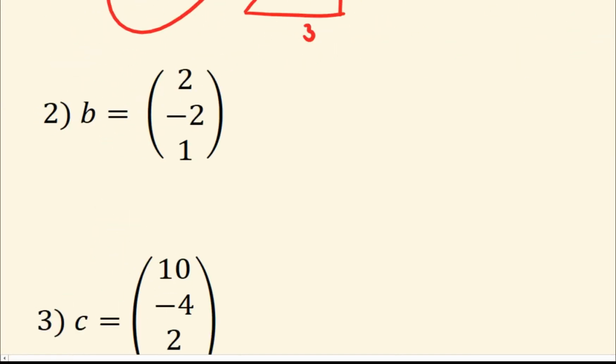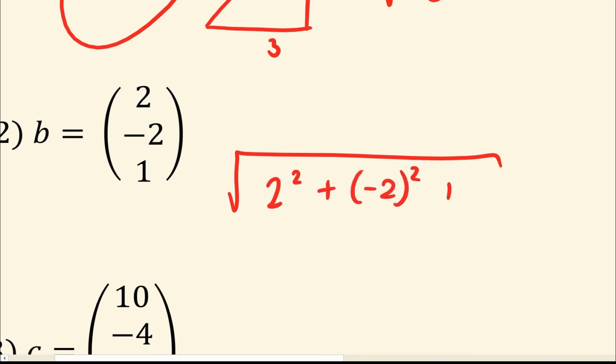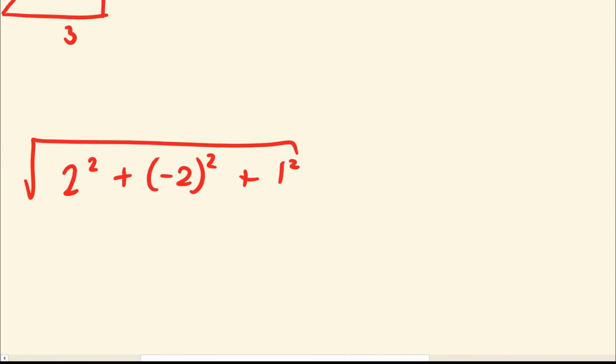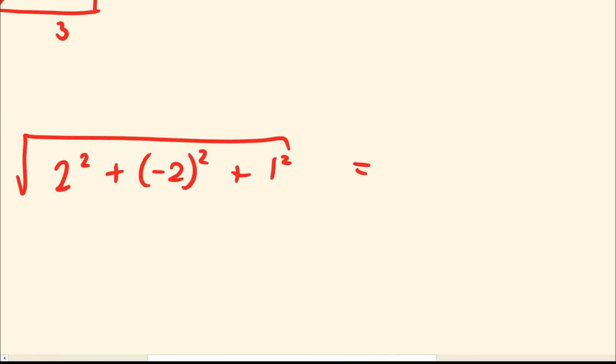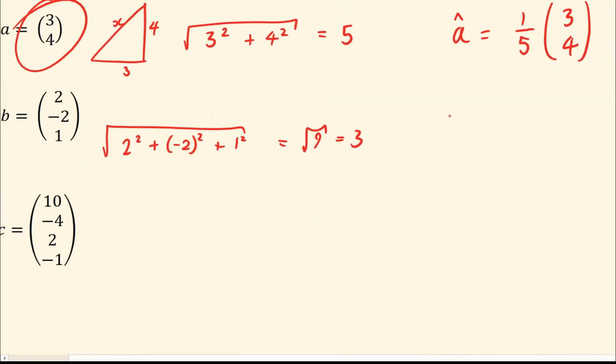Next, same idea for this vector. Again, you want the length of it, so we're doing Pythagoras. It's going to be 2 squared plus (minus 2) all squared plus 1 squared. You work it out: 2 squared is 4, so it's 4 plus 4 plus 1. This is root 9, or 3. So this vector has a length of 3. Therefore, the unit vector is going to be 1/3 of the vector (2, -2, 1).